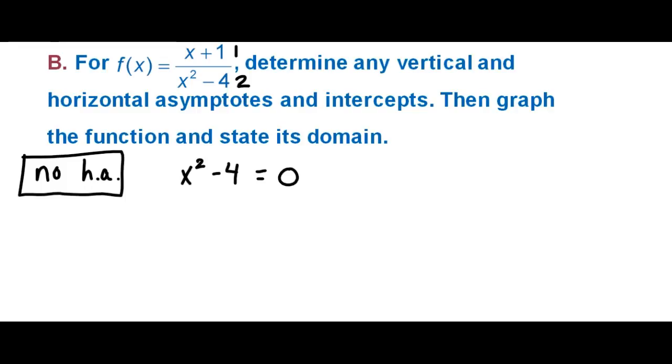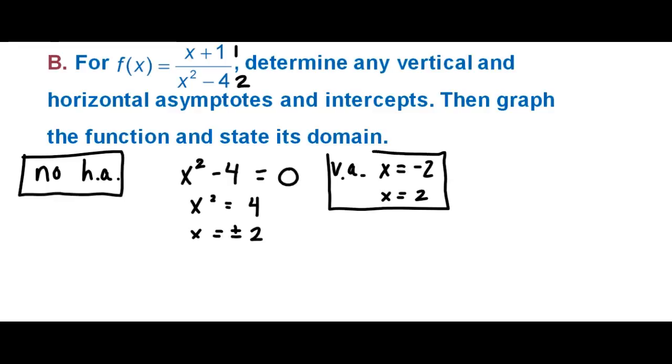So when we solve this one for x, we're going to get x squared equals 4. And then remember, when you take the square root, you're going to get x equals plus or minus 2. So that means I have a vertical asymptote at both x equals -2 and x equals +2. And by the way, I might as well just state my domain here: x such that x cannot equal plus or minus 2, and x is also a member of the real numbers.